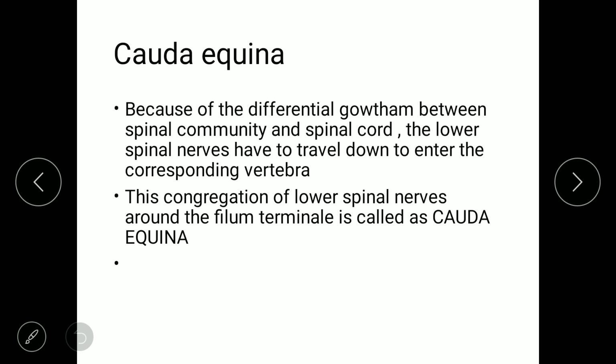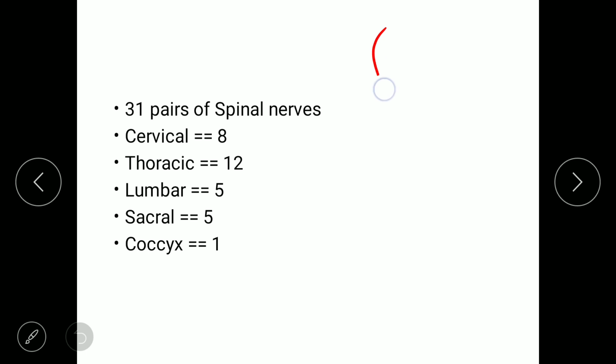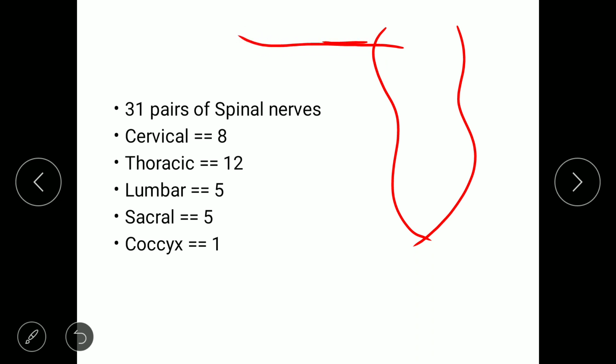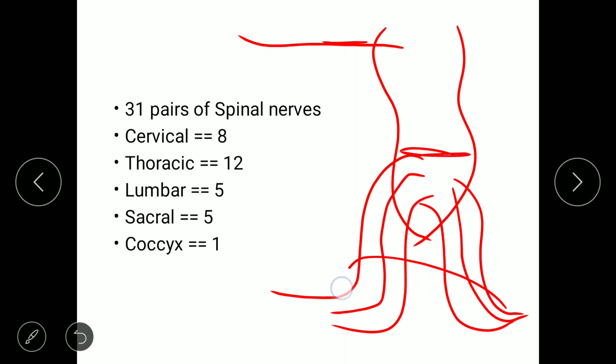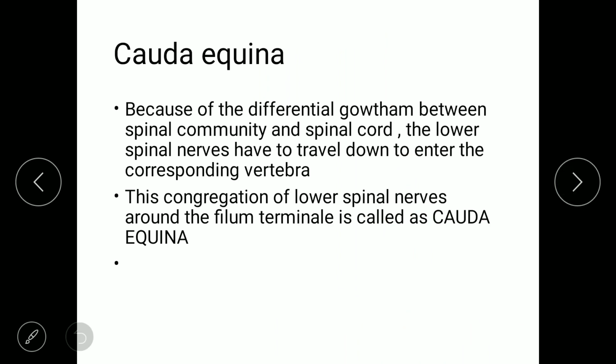Cauda equina. You have seen in the earlier slide that, suppose this is your spinal cord, the nerve roots arising from here will go directly through the intervertebral foramen. Whereas the nerve root arising from the lower part of the spinal cord has to travel down to enter through the corresponding intervertebral foramen. So the lower nerve rootlets will be traveling down like this, and this part gives rise to a structure called cauda equina, resembling the tail of a horse. This is the cauda equina.